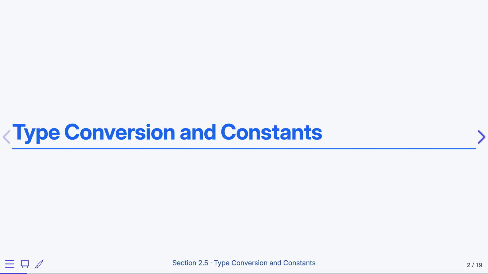Let's start with a warning. When you assign a double to an int, C does it without complaint, and it quietly throws away the decimal part. No error, no crash, just a silent loss of data. In this section, you learn when C converts types for you and how to stay in control.